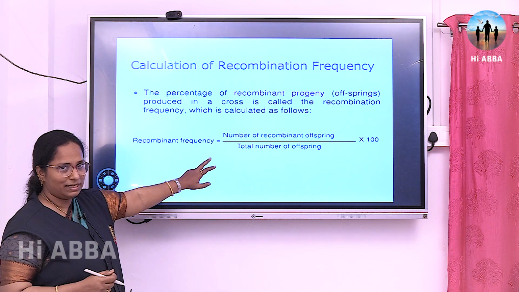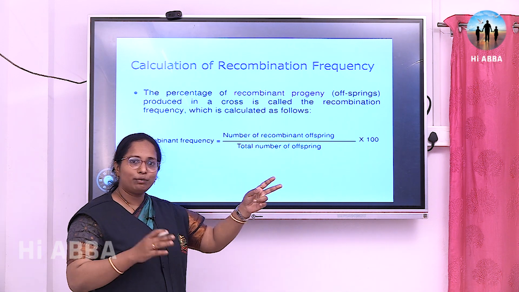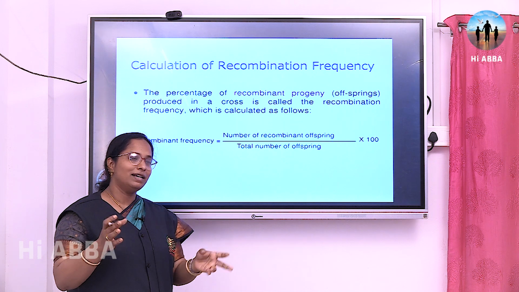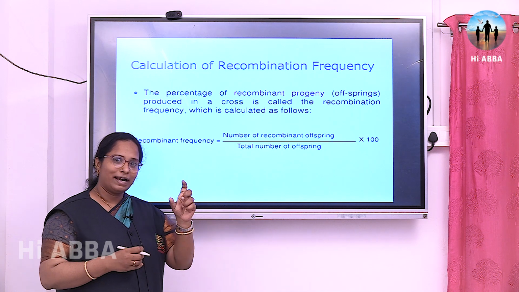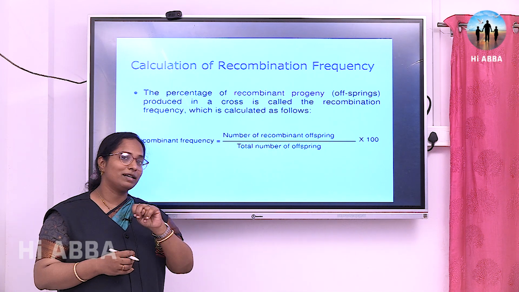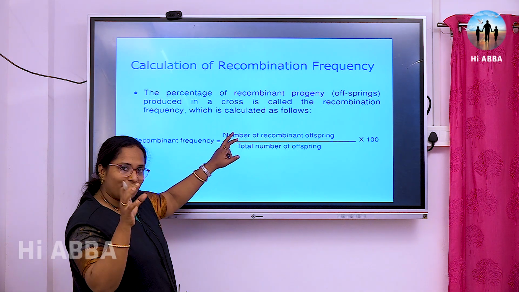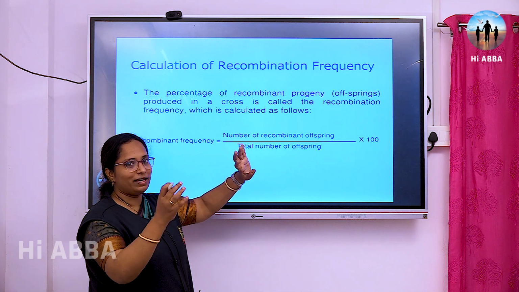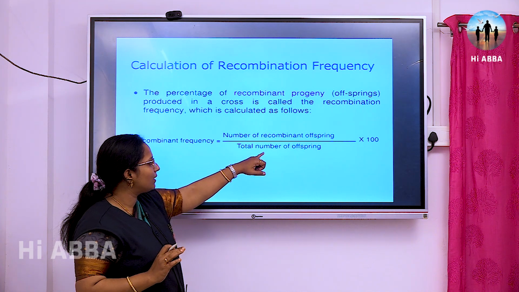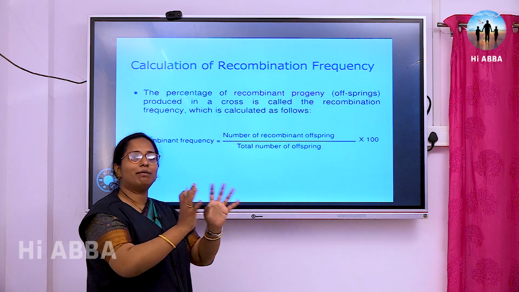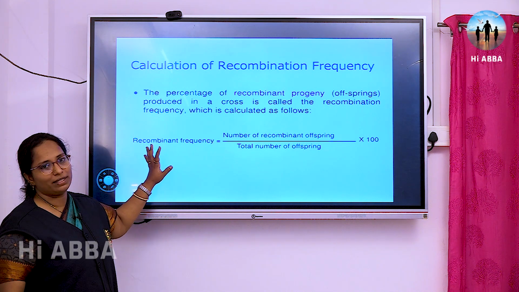Now recombinant frequency is nothing but the number of recombinant offspring. So we have seen 2 parent-type offspring, which have a genotype similar to that of the parent, and we have got a certain type, that is, we are talking about the 48% of recombinants which have been formed. So you have to take that count, the number of recombinant offspring, they will give a certain number, you fill it up over there, upon the total number of offspring, the number which they have given, into 100. So that will give you the final recombination frequency.